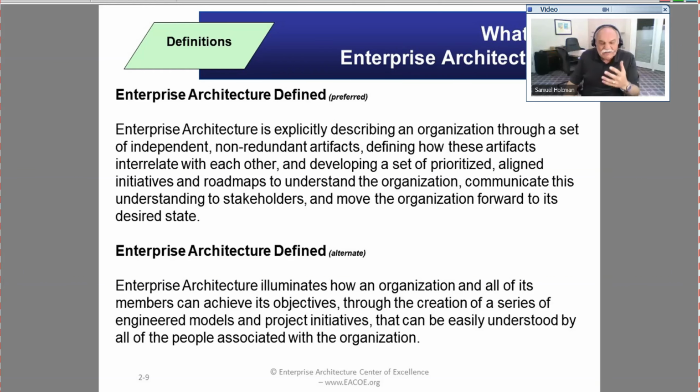Enterprise architecture is explicitly describing an organization, with some boundary condition, through a set of independent, non-redundant artifacts. In other words, what's the minimum number of things that we need to understand an enterprise? Not helter-skelter. What's the minimum set? As the phrase goes, to do something hard is really easy. To do something easy is really, really hard, and it takes some thinking. You've got to think this through. I don't want 77 things if I don't need them. What's the minimum set of things? We call that the architectural elements. Then we define the interrelationships for implementation.